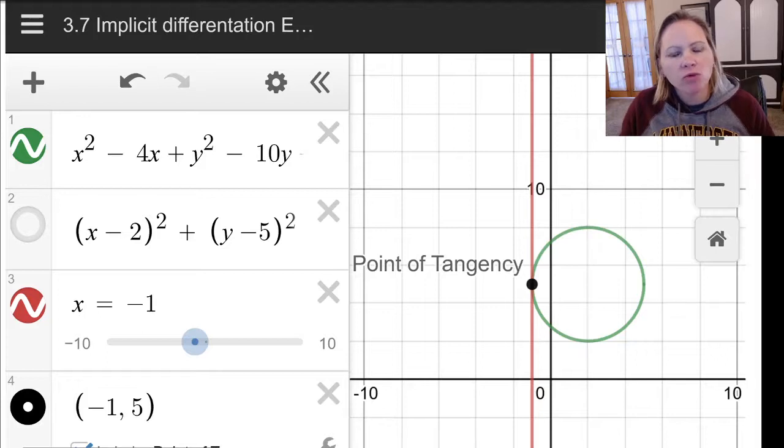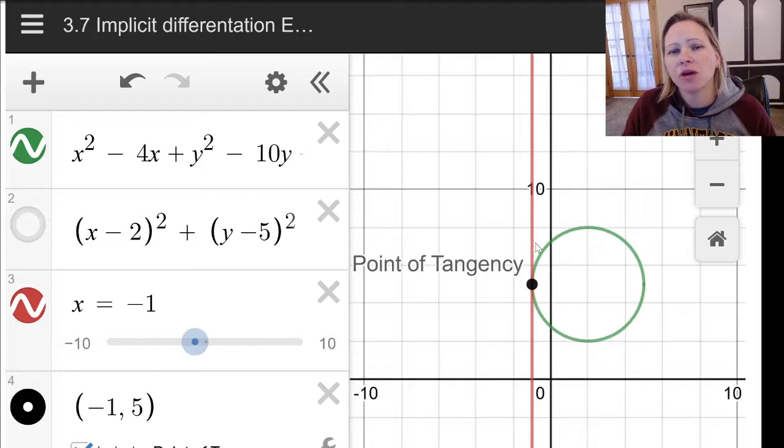What kind of a slope would we expect to get if we try to find the derivative of this function? Well, if you remember, a vertical line has an undefined slope. So we would expect that when we plug in -1, we should get an undefined slope. So let's walk through this process called implicit differentiation, and we're just going to see if we meet our expectation, if we are able to get to an undefined slope.